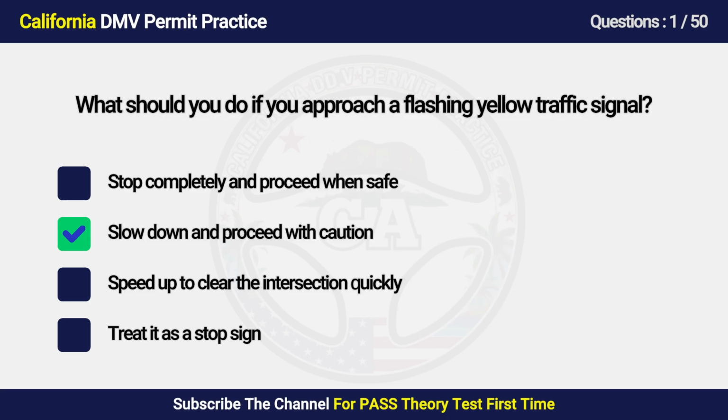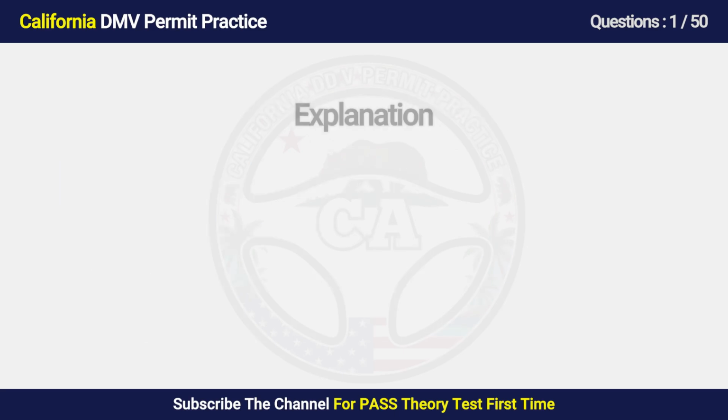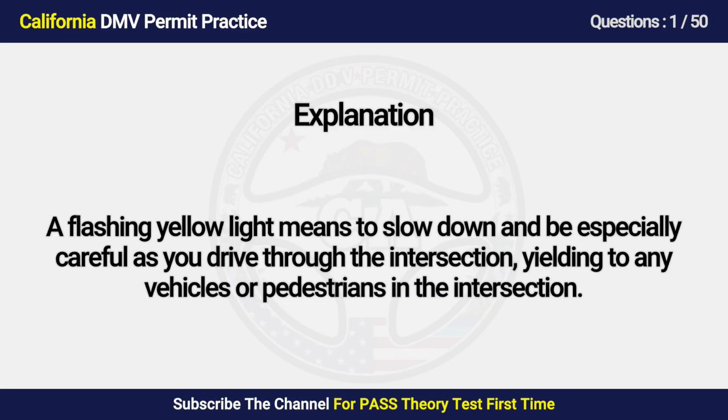Answer is B. Slow down and proceed with caution. A flashing yellow light means to slow down and be especially careful as you drive through the intersection, yielding to any vehicles or pedestrians in the intersection.